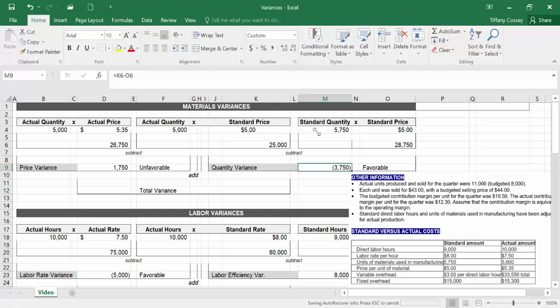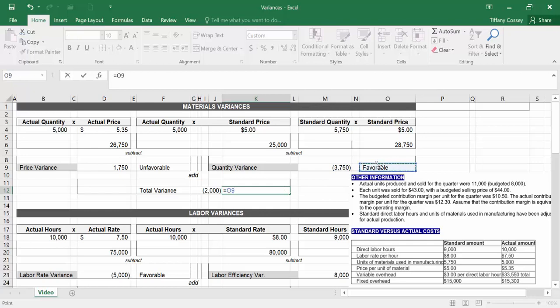We actually used 5,000 units, and we thought we were going to use 5,750 units. That gives us a favorable difference of 3,750 because we used less than we anticipated that we would. Now, I know it doesn't ask for the total materials variance, but if you were asked, you should know that you add these two together, and you have a negative 2,000, which makes our variance favorable because it means overall we spent less or used less, or a combination of both.